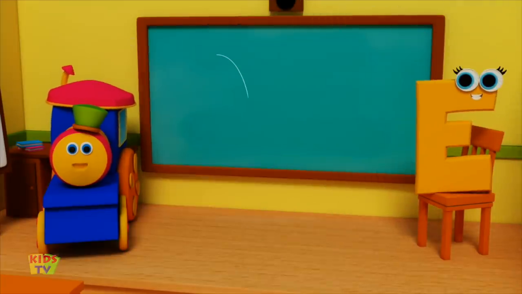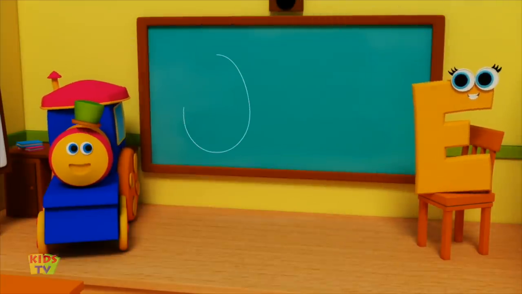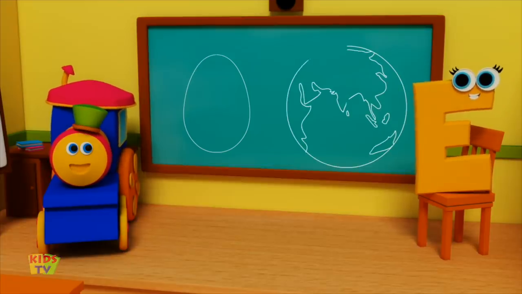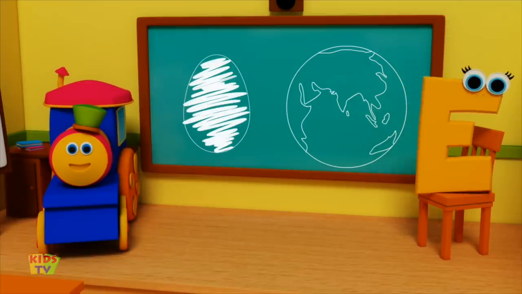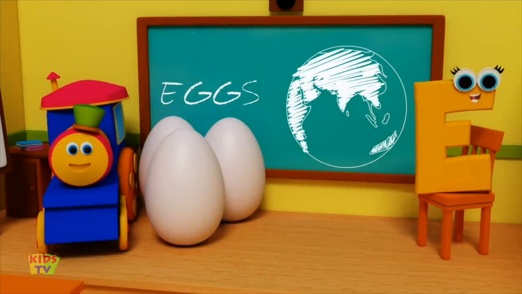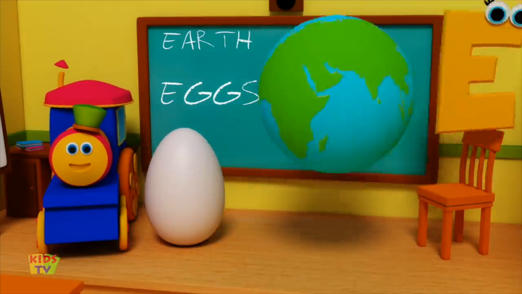E is for eggs, eh, eh, eggs. E is for earth, eh, eh, earth. E is for eh, eh, eh, eh, eggs. E is for eh, eh, eh, eh, earth.